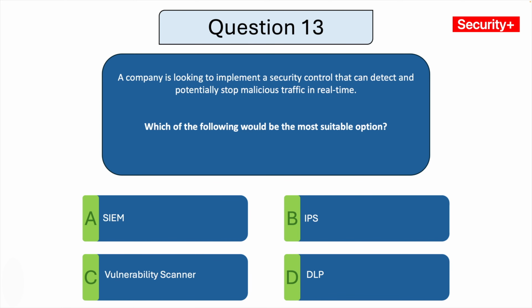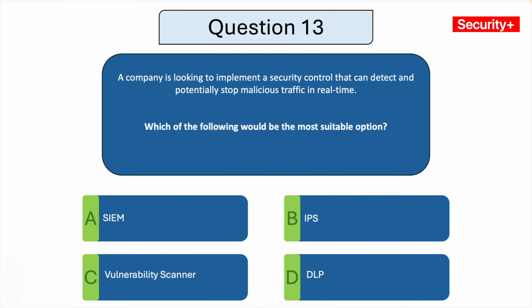Question 13. A company is looking to implement a security control that can detect and potentially stop malicious traffic in real time. Which of the following would be the most suitable option? A, a SIEM, B, an IPS, C, vulnerability scanner, or D, DLP solution.